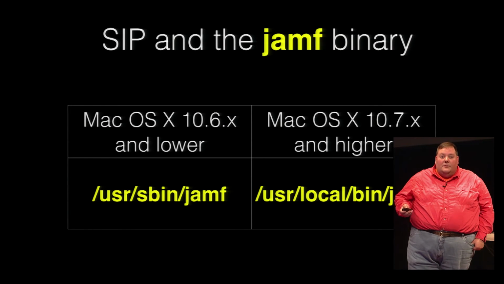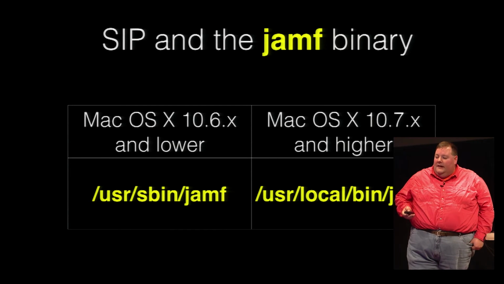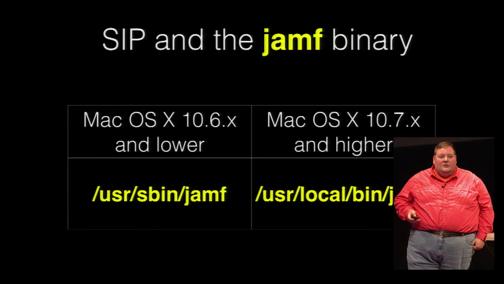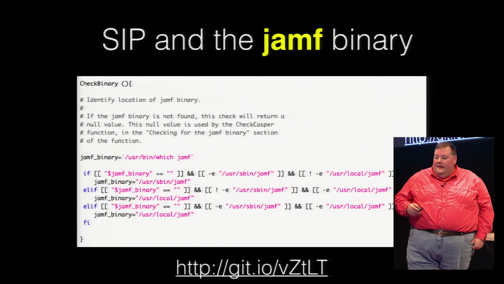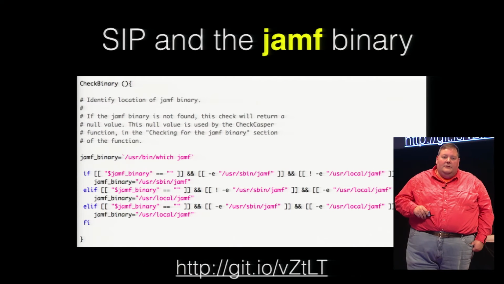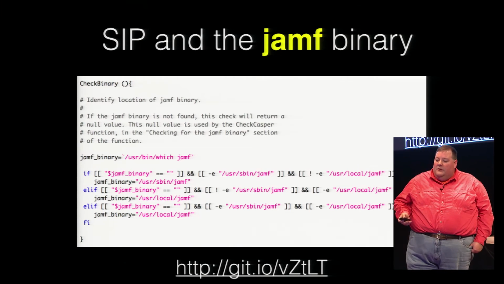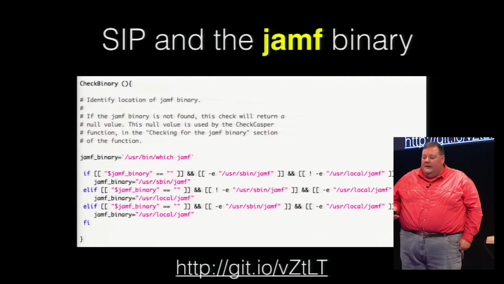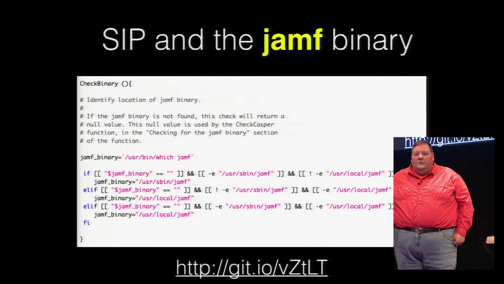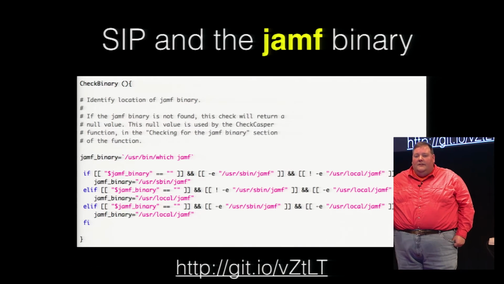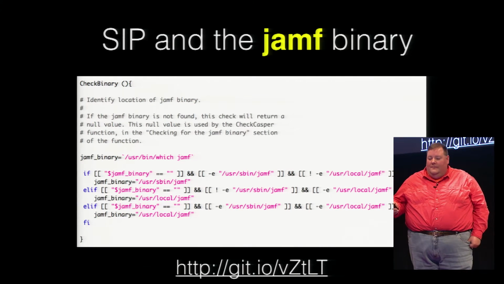So as an example of software that's been updated for SIP compatibility, Casper's own Jamf binary has moved from /usr/sbin to /usr/local/bin on Macs running Lion and later. However, one thing to be aware of is that the Jamf binary is not moving from /usr/sbin for Macs running 10.6 and earlier. And folks supporting environments that include both 10.6 and earlier as well as 10.7 and later may want to include logic in their script that can identify the location of the Jamf binary. And here's an example of how you could do this. This is taken from a script that I wrote. And to see it in context, please use the link at the bottom of the screen.